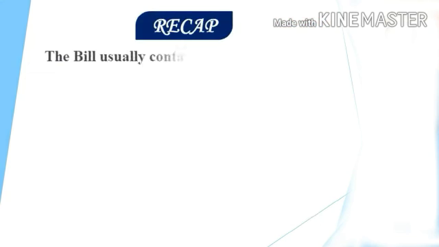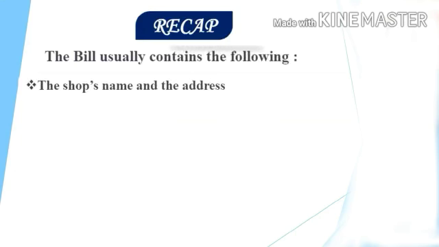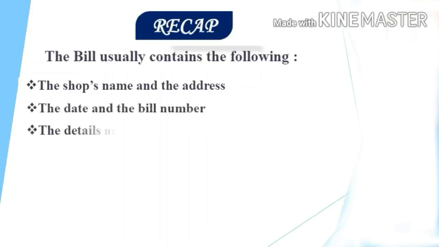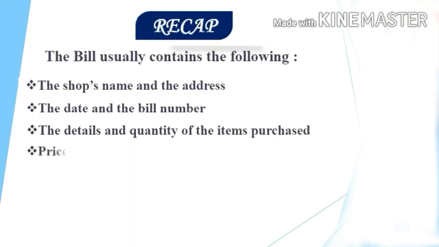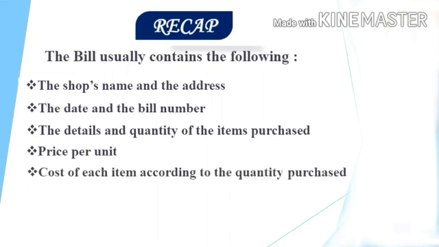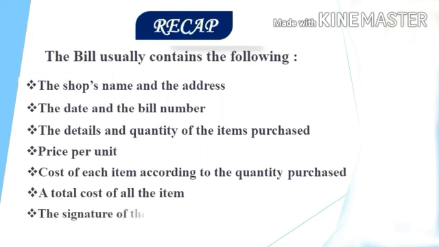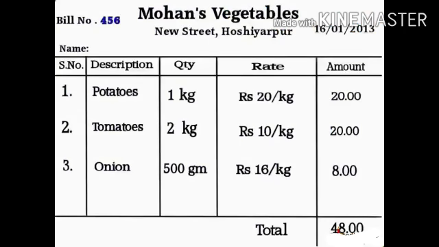A quick recap. The bill usually contains the following: the shop's name and address, the date and the bill number, the details and quantity of the items purchased, price per unit, cost of each item according to the quantity purchased, a total cost of all the items, and the signature of the shopkeeper. Let us see one more example.